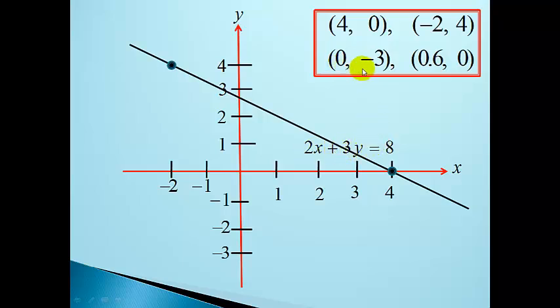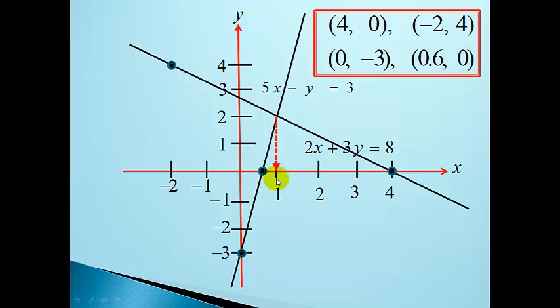Now we also consider the points from the second equation, 0, minus 3 and 0.6, 0. And so we have 0 on the x, minus 3 on the y. That is the point. And 0.6, that's 0.6 on the x and 0 on the y. Now we also draw a straight line passing through these 2 points. And this is the equation 5x minus y equals 3. Now when we look at this graph, you can see that these 2 lines intersect at a point, and this is the point.